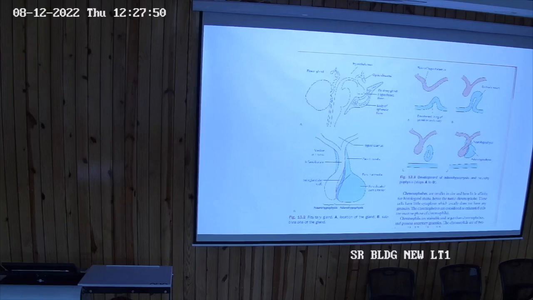This is Rathke's pouch, this is the downgrowth from the hypothalamus, and both are joined here and separated by this intermediate cleft. So this is the complete development of the pituitary gland.